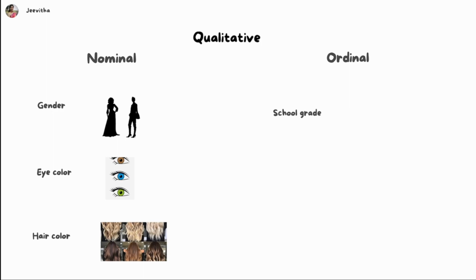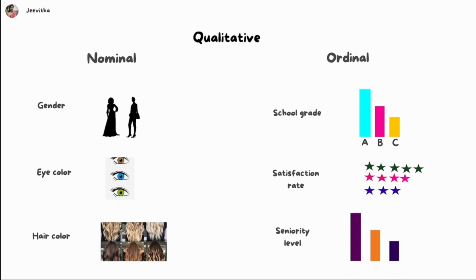Ordinal examples are like school grade. The grades will always follow the natural order like A grade, B grade, C grade. Satisfaction rate and also seniority level. It's like senior, mid level, junior level. So these are the different examples related to nominal and ordinal.